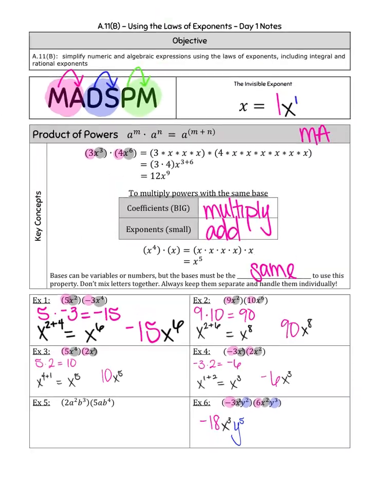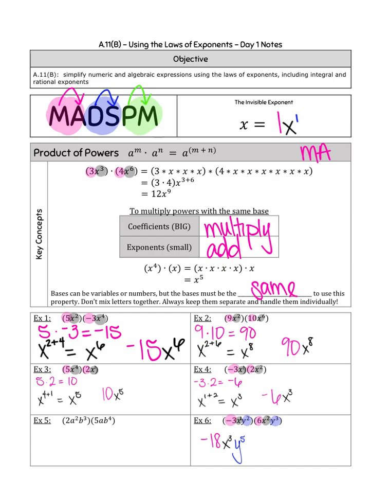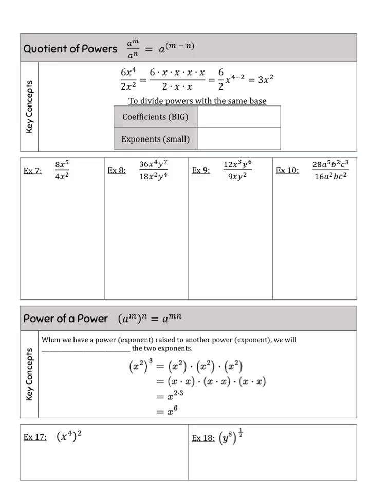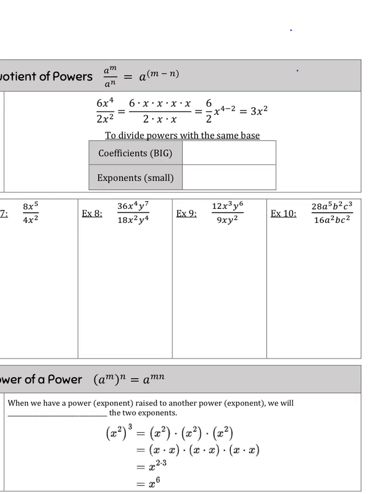Once you get all of this written down, go ahead and flip your paper over. On this page, we're talking about quotient of powers. When we're talking about quotient of powers, that means we are going to divide our large numbers and we are going to subtract our small numbers. Let me show you what I mean.